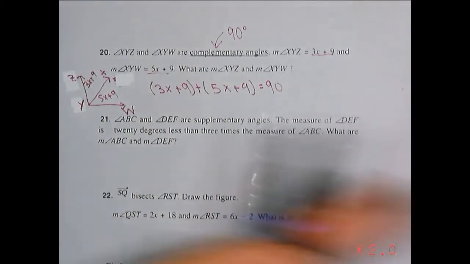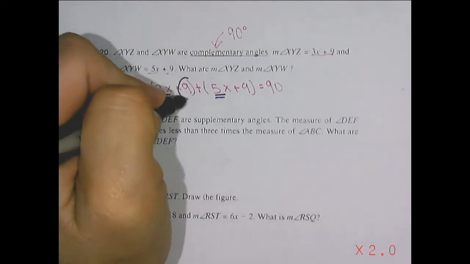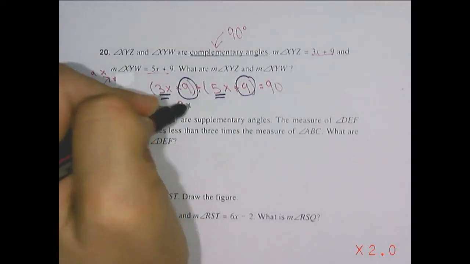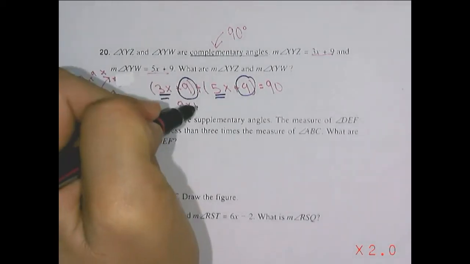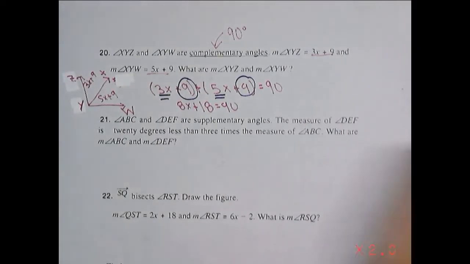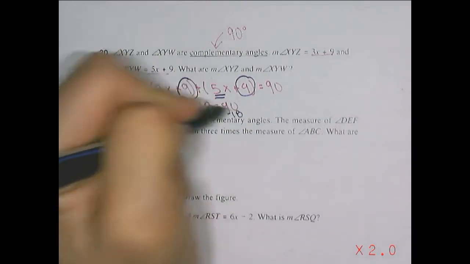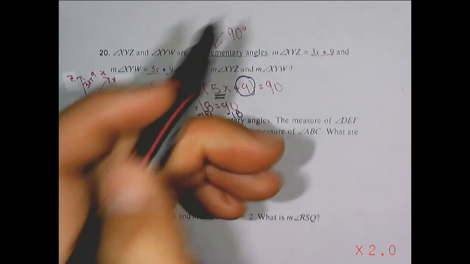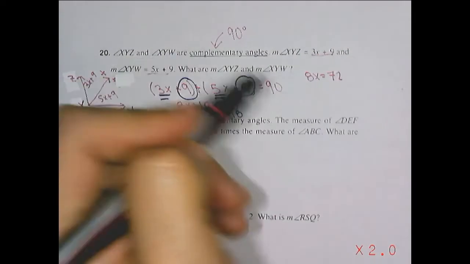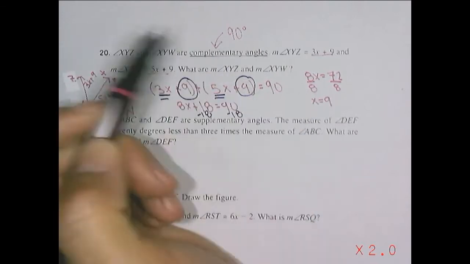I'm then going to combine my like terms. So here's my 3 and here's my 5, and here's my 9 and my other 9. It'll be simplified down to 8x plus 18 equals 90. I'm going to continue solving, so I'm going to subtract 18 from both sides to get 8x alone, and I'll end up with 8x equals 72. I need to divide by 8 to get x completely alone, and I'll get x equals 9.